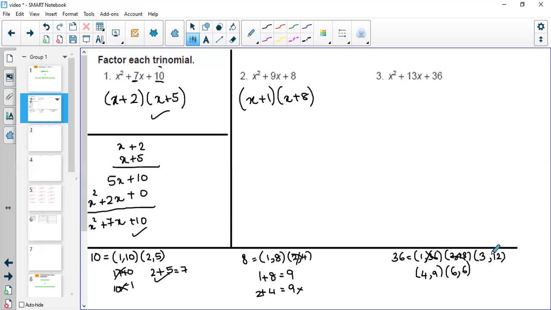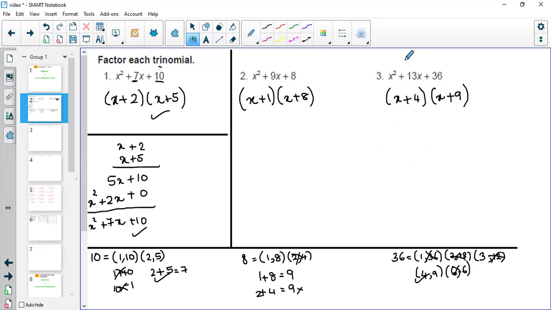How about this? 3 plus 12 is 15. 12 minus 3 is 9. So neither this. How about 4 plus 9? 4 plus 9, yes, it's going to give me a 13. So that means I'm going to choose this factor, because 6 plus 6 is going to give me a 12, not a 13. So it's 4 plus 9. Simply, it's going to be x plus 4 and x plus 9.